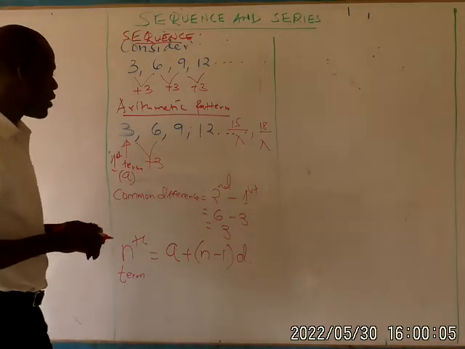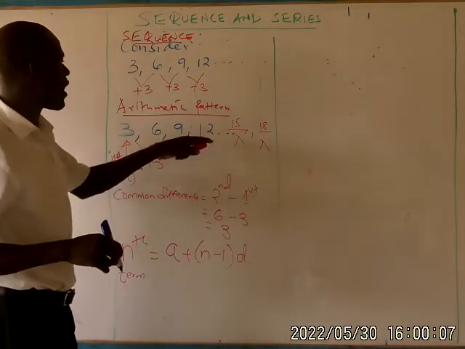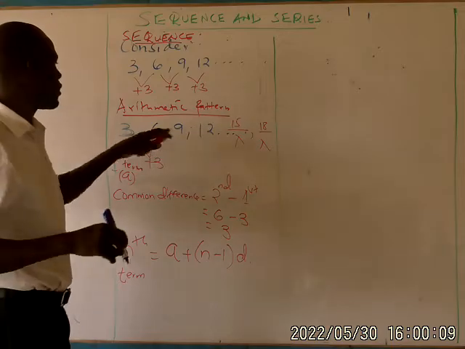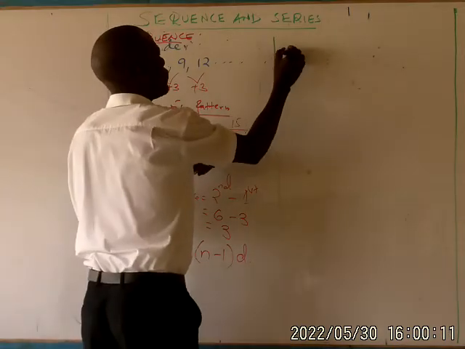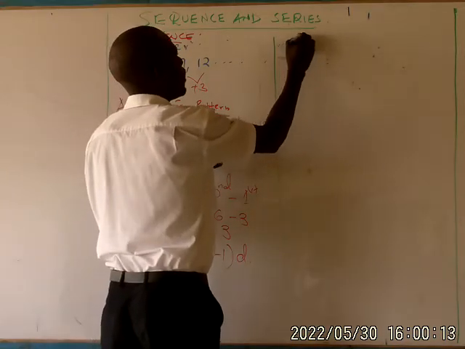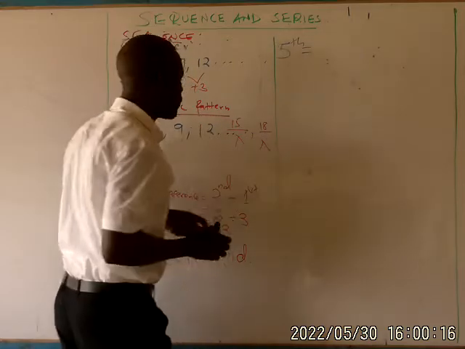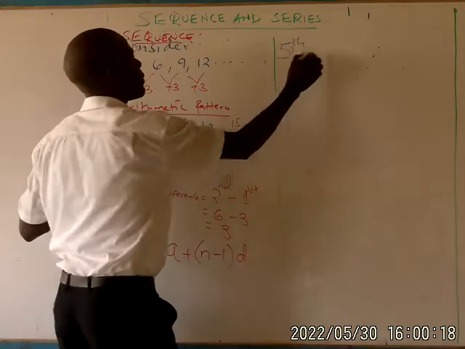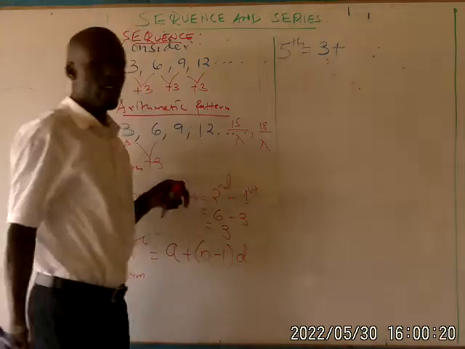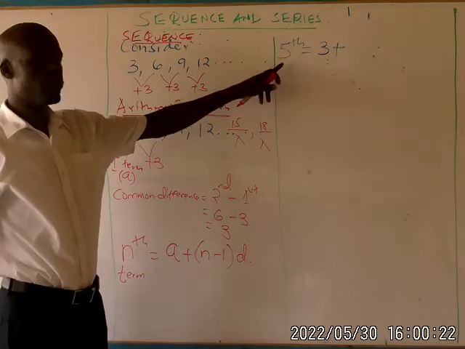Now let's use it. For example, our case here. Let us talk about the 50th term. For the 50th term, we have said our a is 3, plus our n is 50.